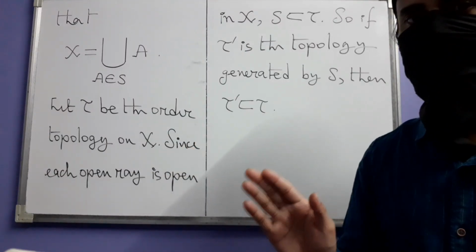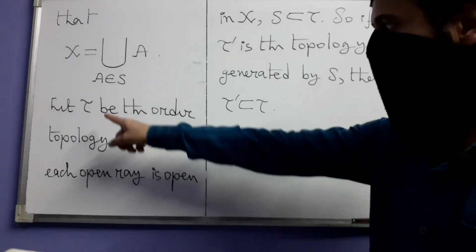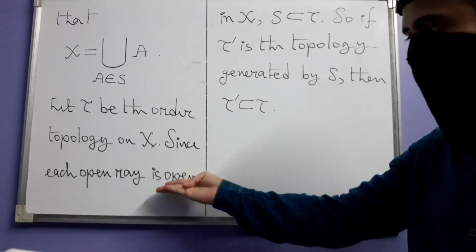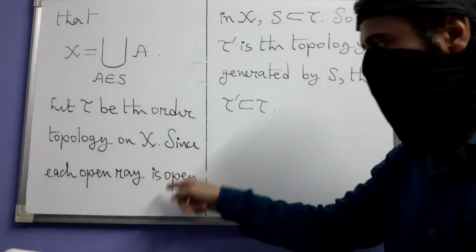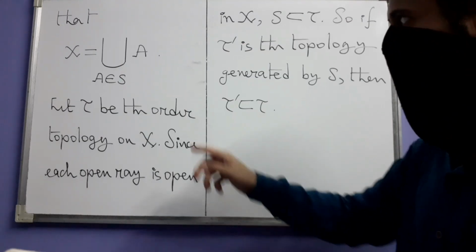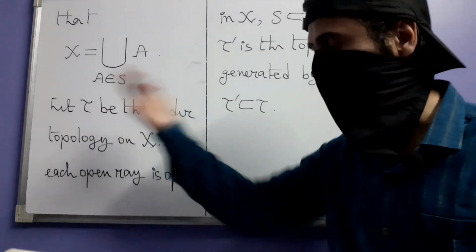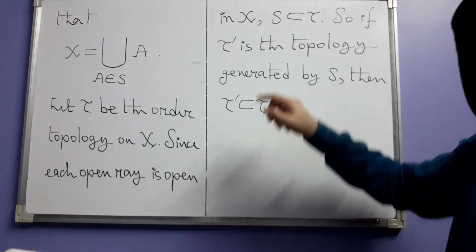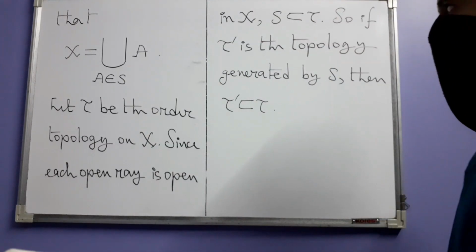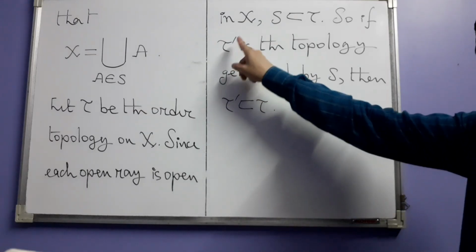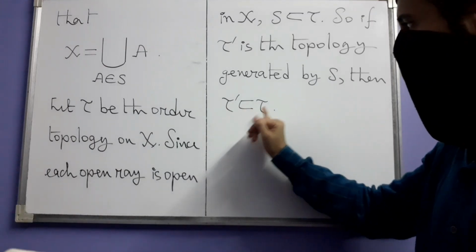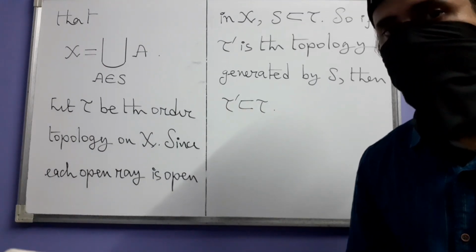For convenience, we are going to name the topologies. Let tau be the order topology on X. Now this is something we have seen just now, that each open ray is an open set in X. This means that any element of S is in tau, or in other words, S is contained in tau. S is a subcollection of tau. And that is why if tau prime is the topology generated by this subbasis S, then tau prime will be itself contained in tau. Why?